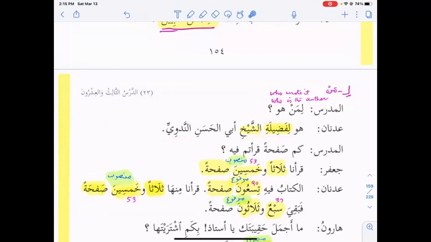Kam safatan qara'tum fihi. How many pages did you read in it? Jafar says, Qara'na, we read. Okay, now the number comes. 53. So Qara'na needs mafulun bihi. So salasan. Now you see, we have to look at this. Safatan is muannas. So this has to be muzakkar. If this was a muzakkar, this would have been muannas. This thing you have to understand. Feel it. Think about it.